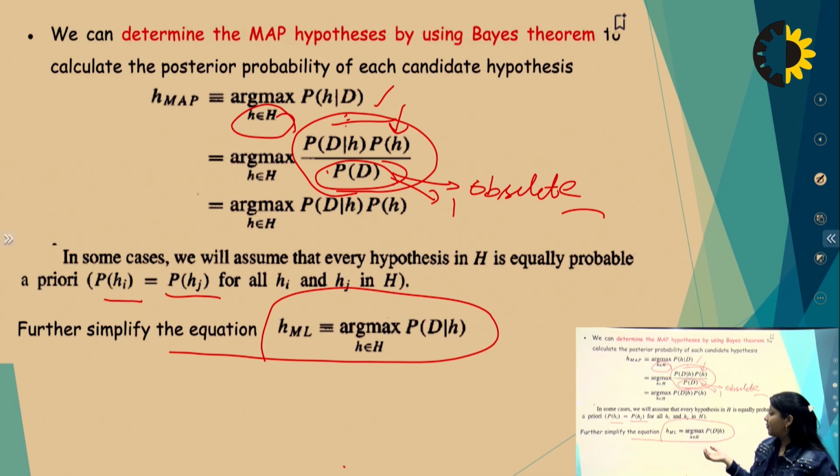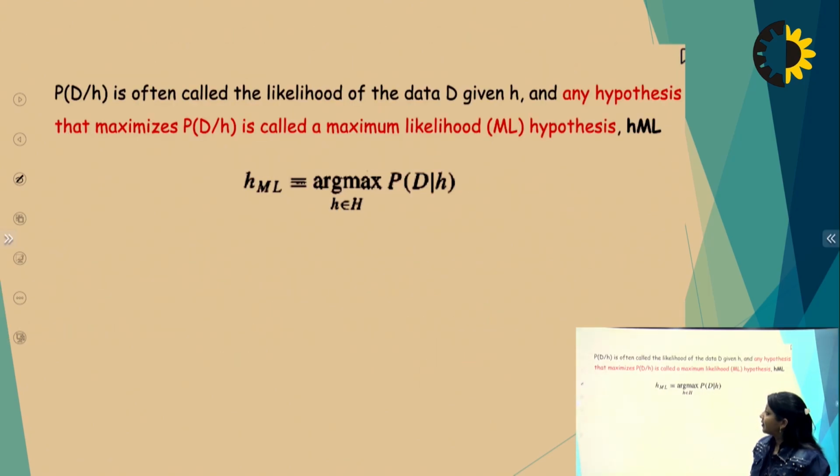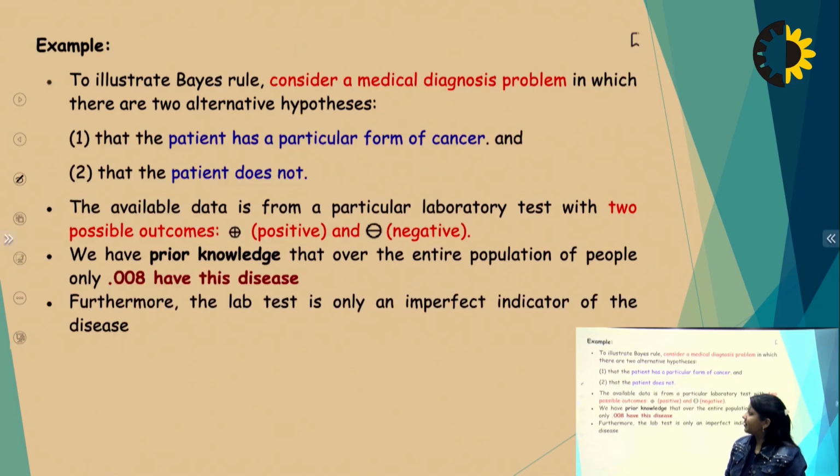This gives the maximum likelihood hypothesis. I already told you this is the likelihood, so we can calculate only this. We can find the hypothesis which has the maximum likelihood, and the hypothesis with maximum likelihood also has the maximum probability. So this is the formula called the maximum likelihood hypothesis. Fine. To illustrate the Bayes rule, we can consider one example here.